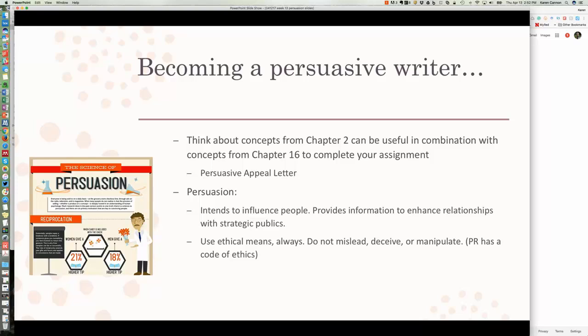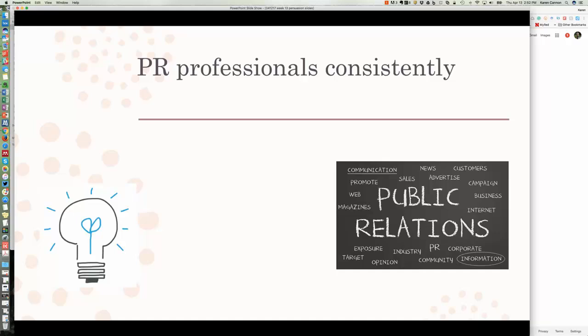So be aware of that. We see a lot of examples of that not being followed in public relations. That's a whole other topic, but it is something to be aware of when you're learning about becoming a persuasive writer and becoming a public relations expert or professional.